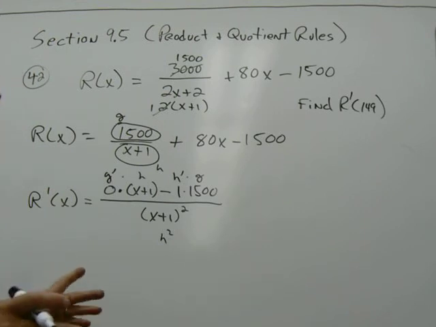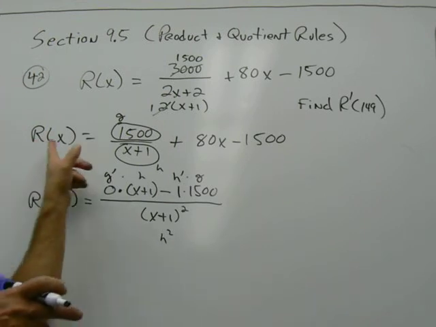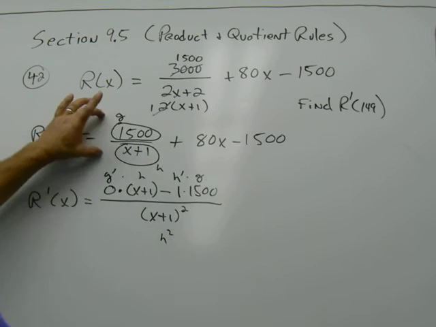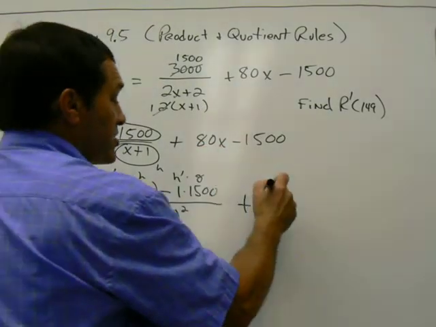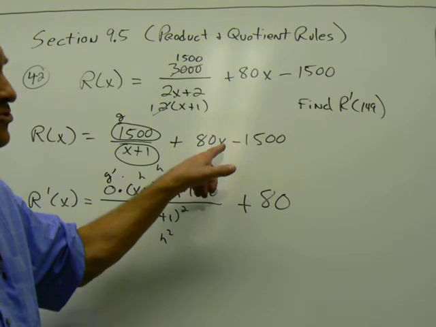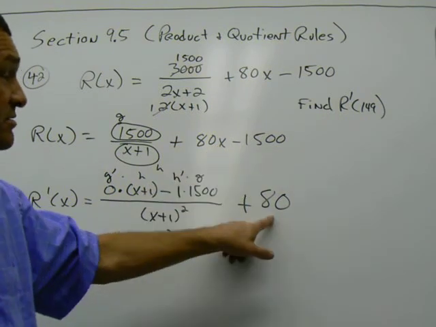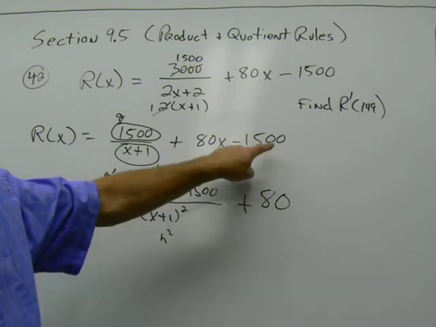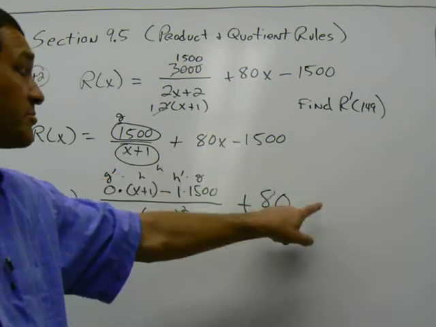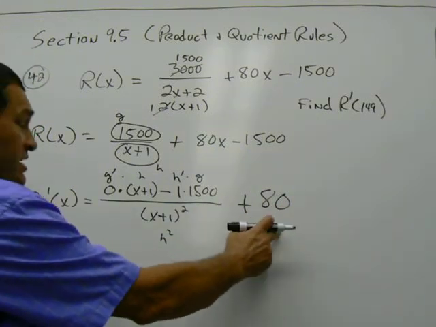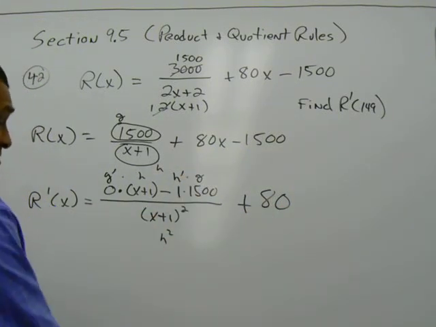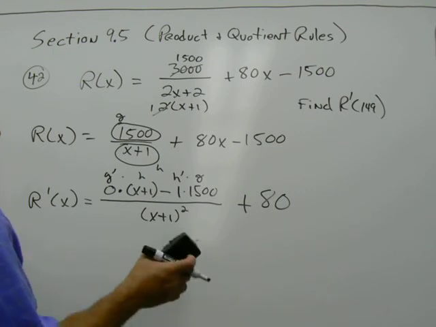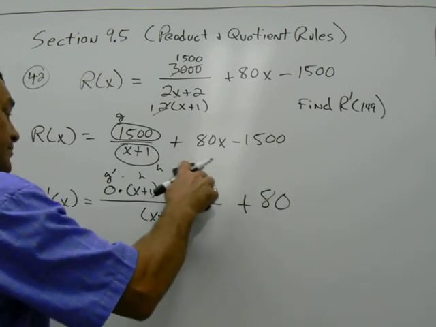However, that's not all that I have. I'm finding the derivative of r of x. R of x had 3 terms. I found the derivative of the first term, plus the derivative of 80x is just 80. The derivative of a constant times x is the coefficient. And finally, the derivative of a constant term is 0. So the rest of this work is just going to be simplifying this mess.